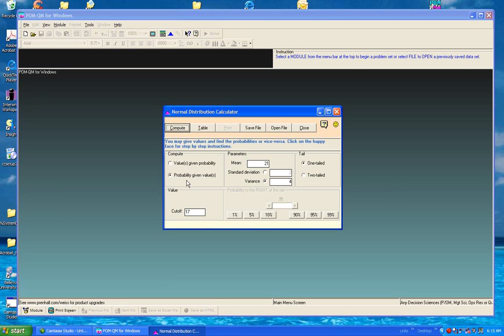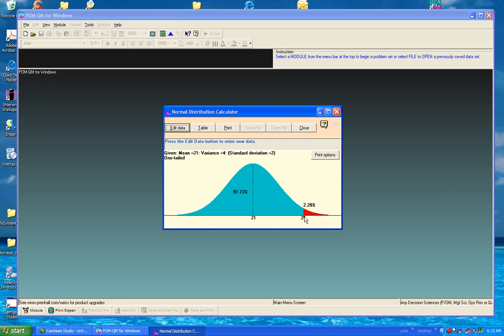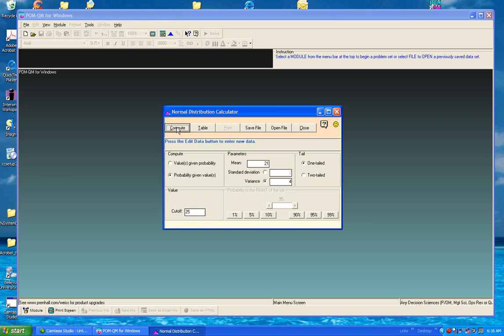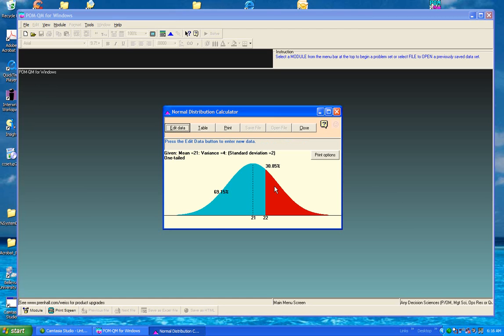You can edit. Now let's say that the completion time, we want it to be 25 weeks. Compute, and that's the same thing but on the other side. Or if you want it to be 22 weeks, it tells us what the components are.